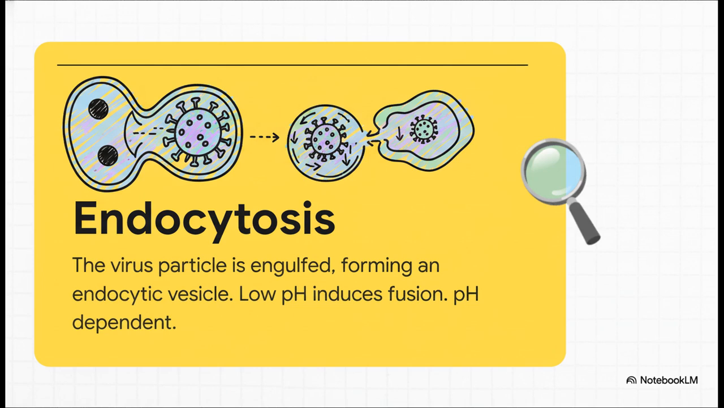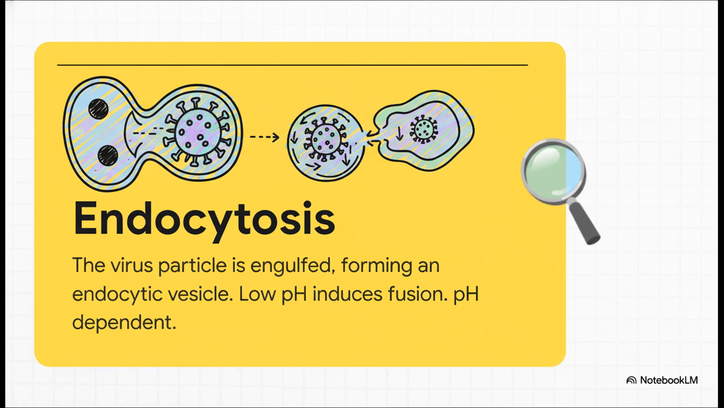Now, the second main strategy is a bit more sneaky. Here, the virus actually tricks the cell into swallowing it whole. It co-opts a normal cellular process called endocytosis. So the cell thinks it's just taking something in from the outside, but it's actually engulfing the virus particle, trapping it inside a little bubble called an endosome.